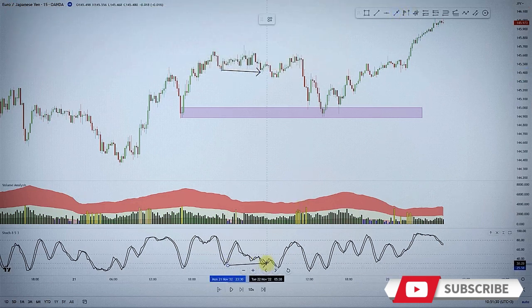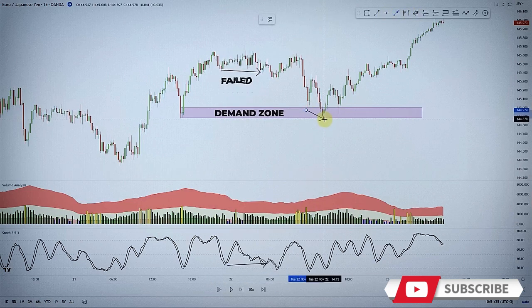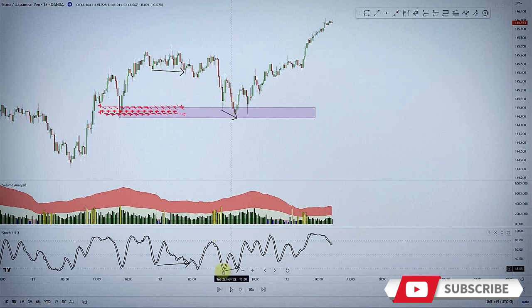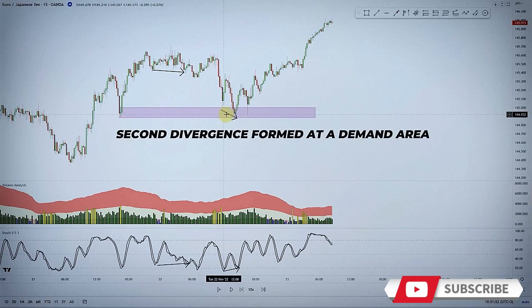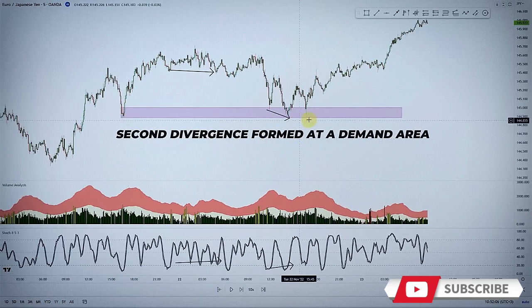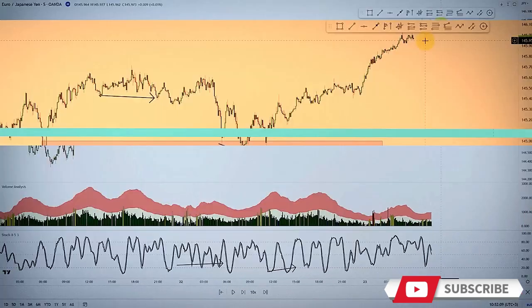In this example, you see an uptrend with two divergences. However, the first one completely failed, and the second one resulted in a massive winner. What was the difference? If we analyze the big picture, we see that the first divergence happened in the middle of nowhere, and the second divergence formed at the demand area. As a day trader, you must first identify your support and resistance zones, or supply and demand areas, and then let price come to you. Such an approach will impact your performance in a big way.